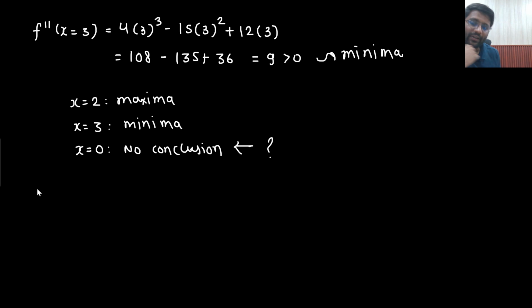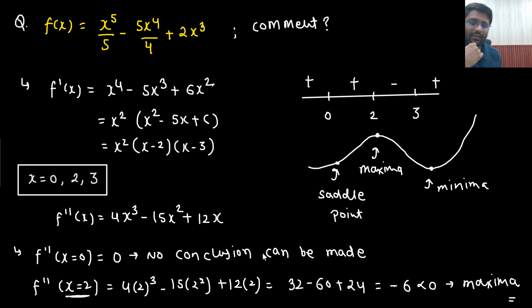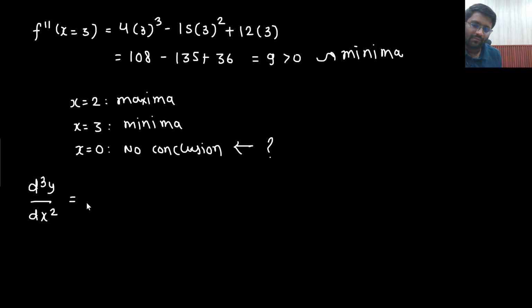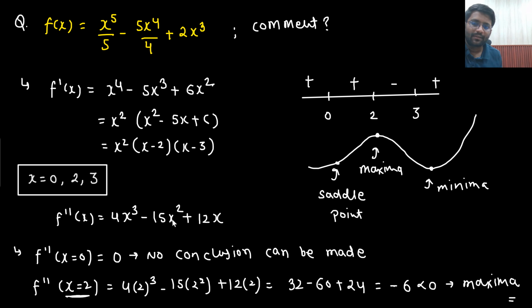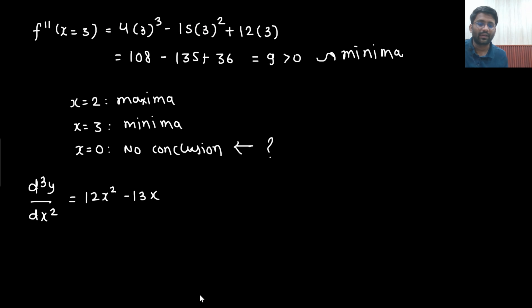Then what you will do is triple differentiate. You find out that triple differentiation. When I triple differentiate, what am I getting? 12x square minus, sorry, not 13x, 30x plus 12. 30x plus 12.